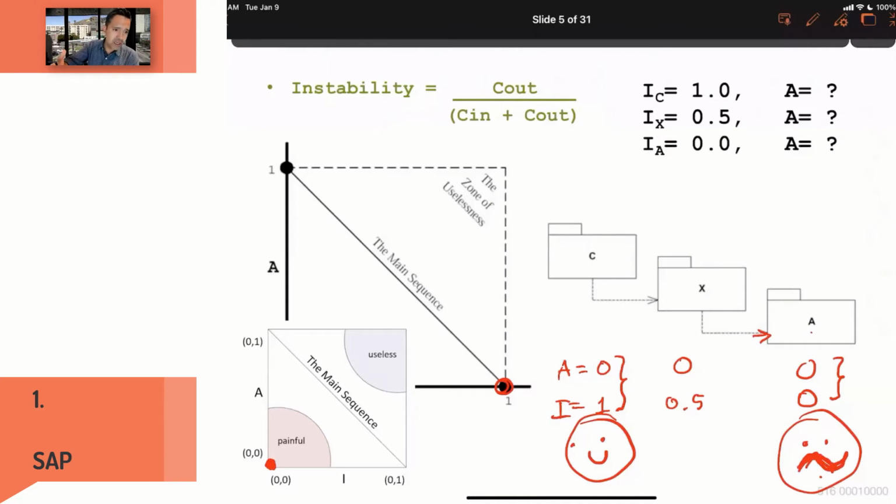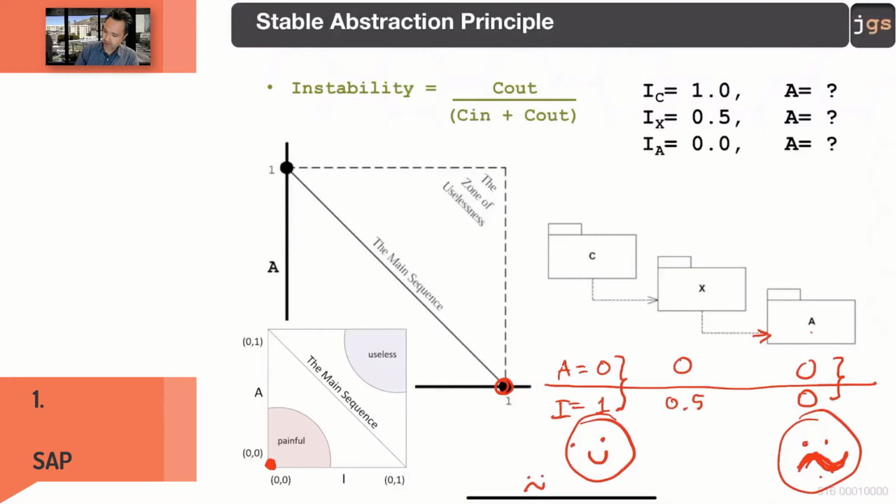The opposite is if I told you that abstractness is 1, if I put all the content abstract here, the situation is going to be the complete opposite. This one is the worry one, because if I have a package and everything is abstract and no one is using it, whoever is doing this is wasting the time.